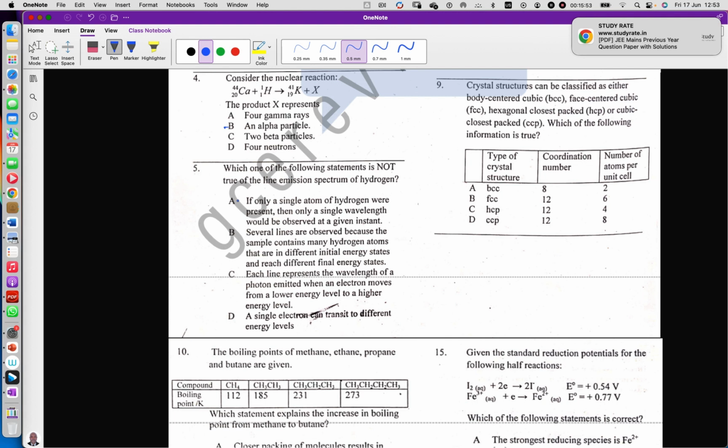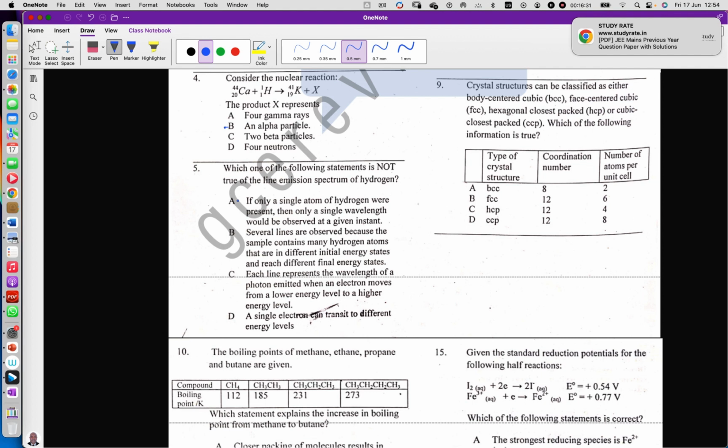Something is wrong here. A photon, an electron, they cannot emit. An electron cannot move from a lower energy level to a higher energy level and a photon be emitted. No, I have told you, when an electron moves from a lower energy level to a higher energy level, it gains energy. That's why it moves from lower to higher.